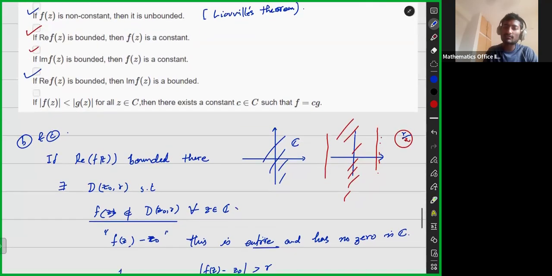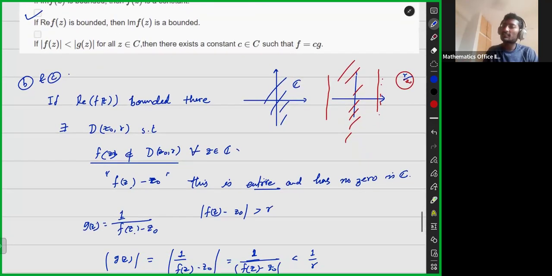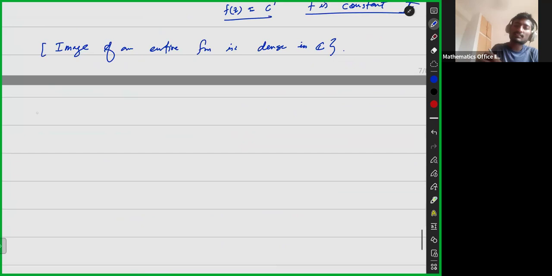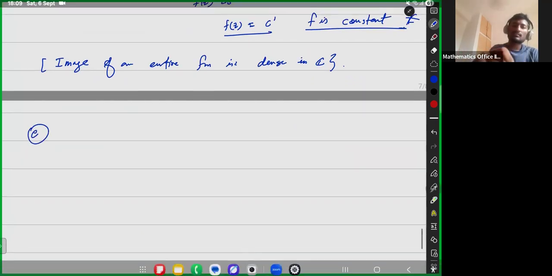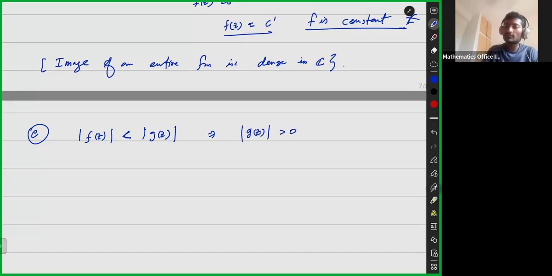Now we come to the last question. If mod f is less than mod g for every z, then there exists a constant c such that f is equal to c times g. This is very much clear. Just how to solve it: mod f(z) is less than mod g(z). This implies, since a modulus is always positive, that g(z) is strictly bigger than zero.